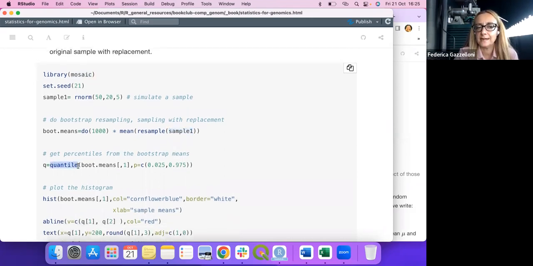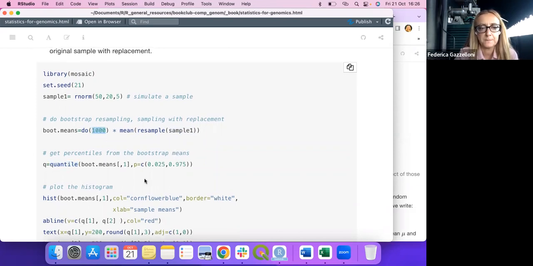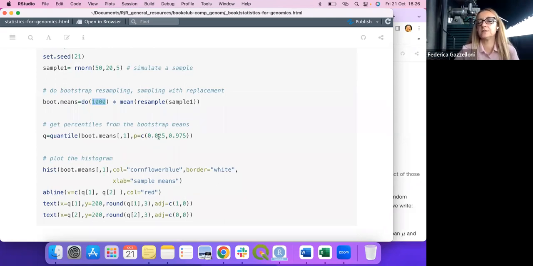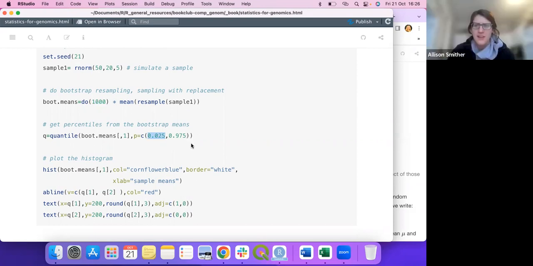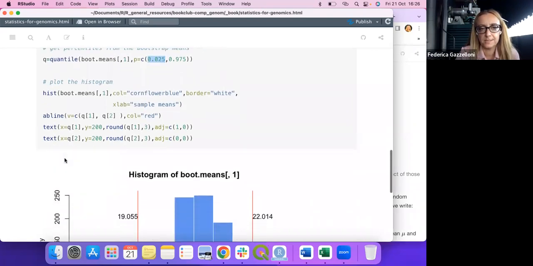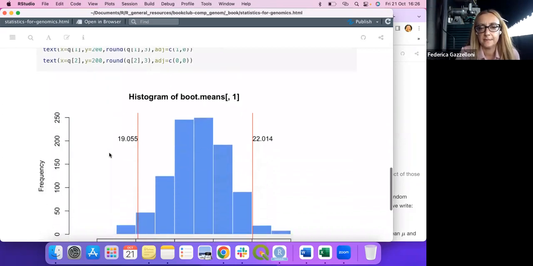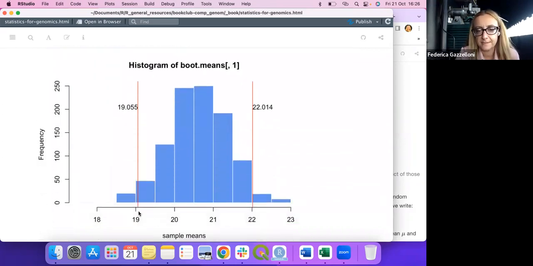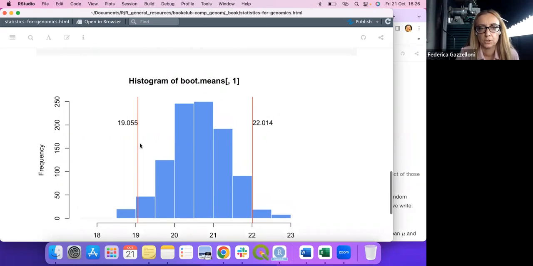Then they calculate the quantile of these 1,000 resamples and set the limits. So it's not from 0 to 1, but they are interested in 0.025 and 0.975. That'd be like a 95% confidence interval. Exactly. Yeah. 2.5% on each side to make 5%. Okay. And then they do a histogram to see the results and see that the 2.5% and the 97.5% are here. So these are the two limits.